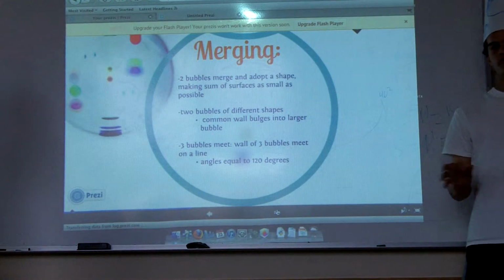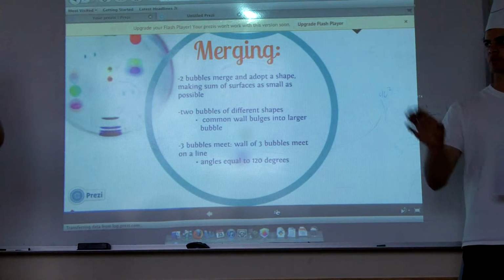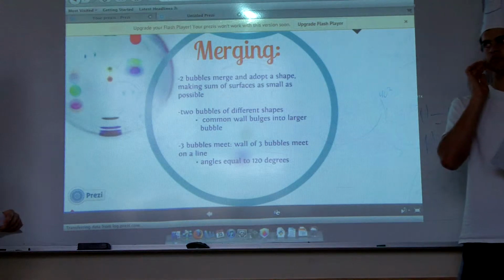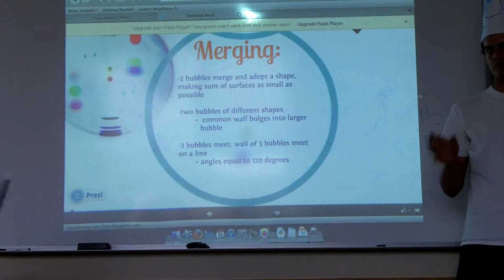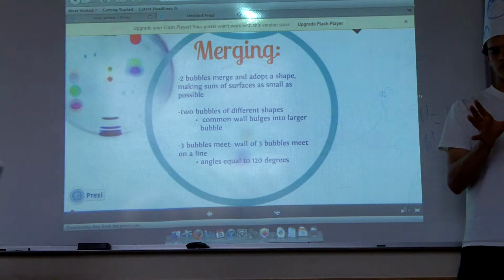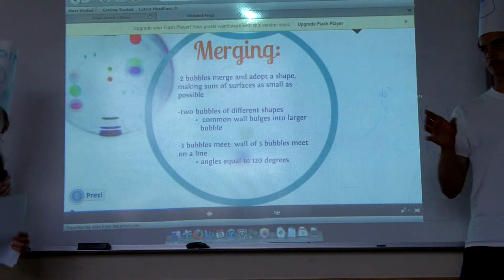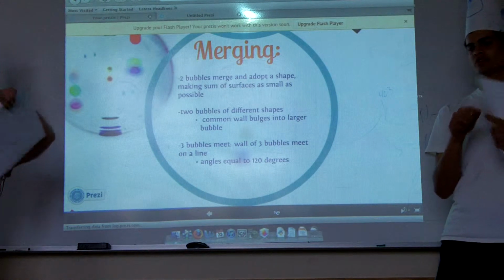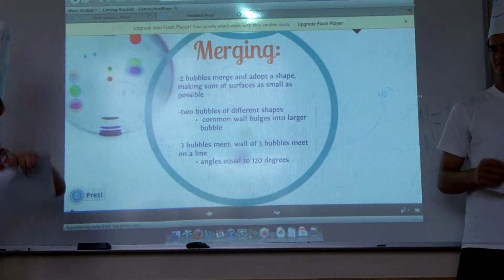And if you have three bubbles meet, the point where they all touch creates three 120-degree angles. And if you have four bubbles meeting, it'll have four places where it has 120-degree angles. And when those come together, it creates 109.5-degree angles. That's really cool.